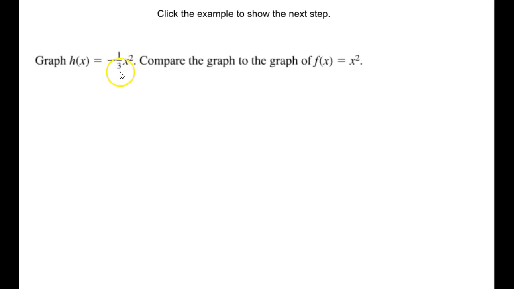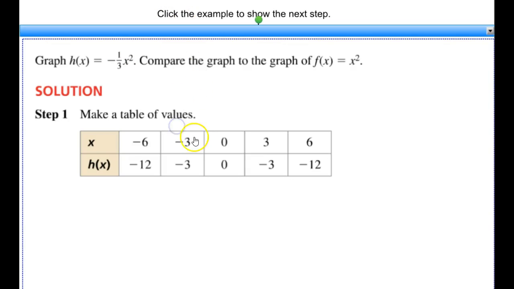I also see that my A value is a fraction, which means it's going to be wider than my original function. So again, I just make my table of values, I pick some x values. Now the reason we picked these values is because I'm dealing with a fraction with a denominator of 3. So I picked x values that would simplify easily, so that I can plot those points and not get fractions later on. So there is a purpose in selecting the numbers we pick.